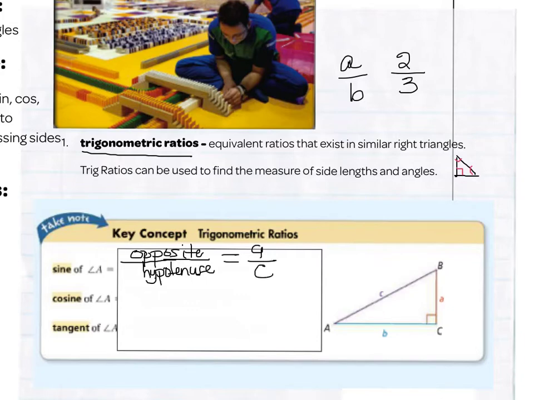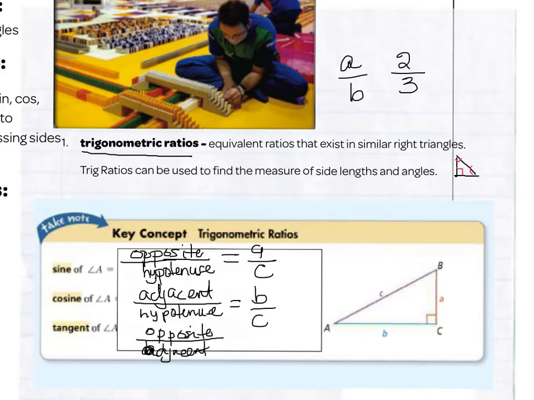Cosine is a little different. Cosine is the leg or side adjacent to, and then over the hypotenuse. So then, again, we're going to go to angle A, and we're looking for the leg that is adjacent. So here I am, and the leg adjacent is not just right there. It's actually touching angle A. So that would be B, and then again over the hypotenuse. So we're going to write B over C.